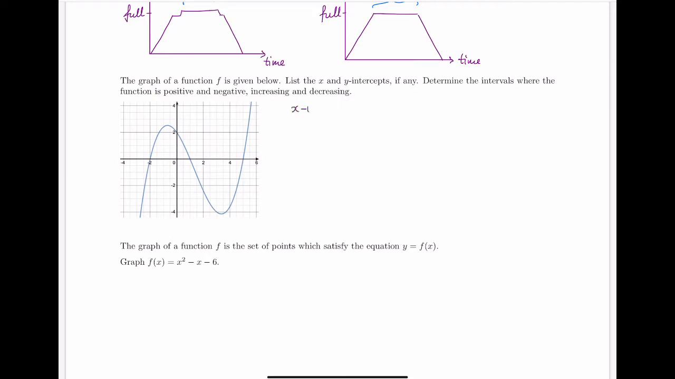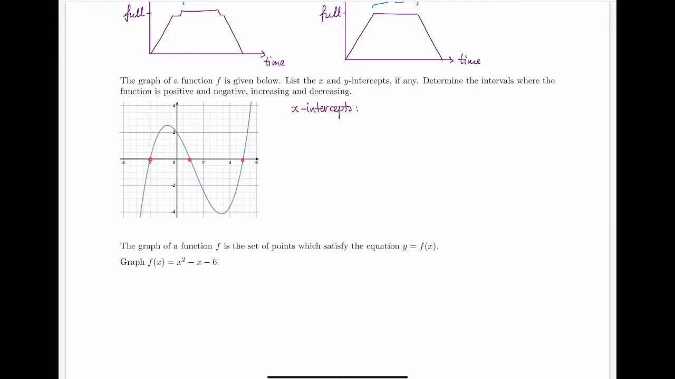So first of all, x and y intercepts. Let's start with x intercepts. X intercepts are where the graph crosses the x-axis. So in this case, it will be these 3 points.